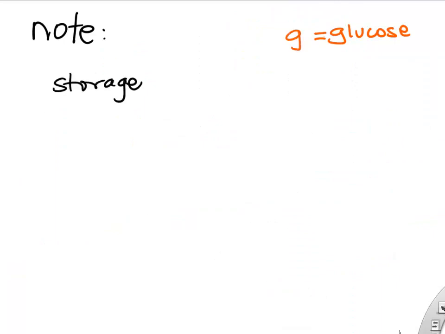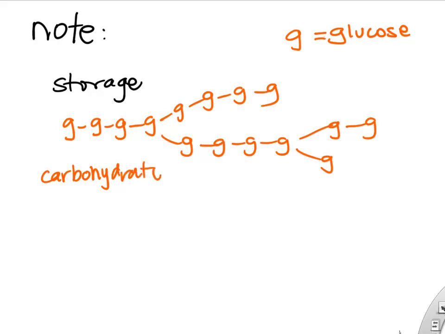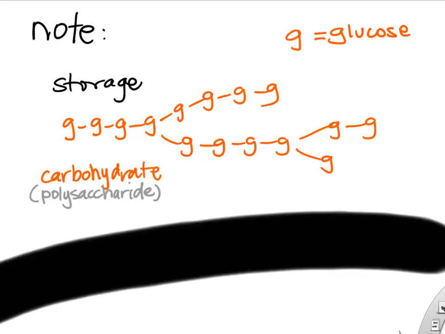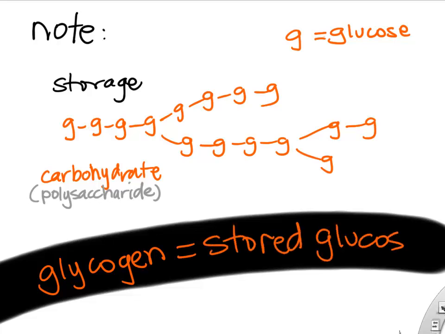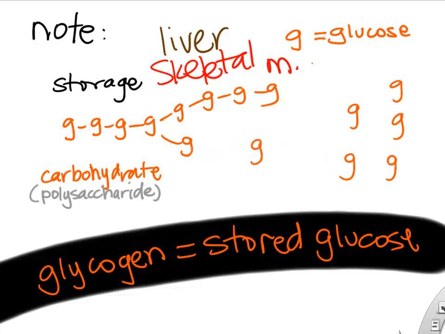I wanted to remind you that the way cells in our body, like the liver and skeletal muscle, can store glucose is by chaining it together to create this long carbohydrate or polysaccharide called glycogen. So when our cells store glucose instead of using it, they'll actually chain it together as glycogen. The liver and skeletal muscle are examples of cells that can store glucose as glycogen. They can also break the glycogen down and then release that glucose and then can be used by the cells.